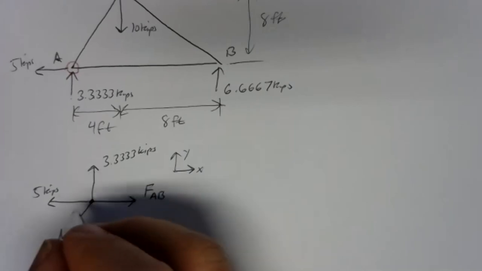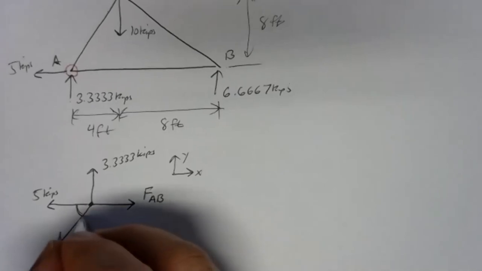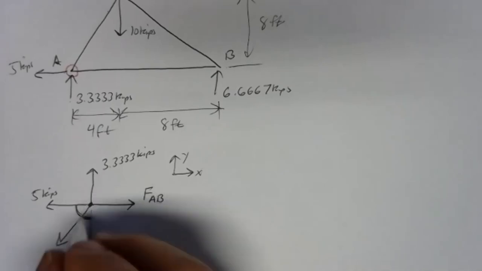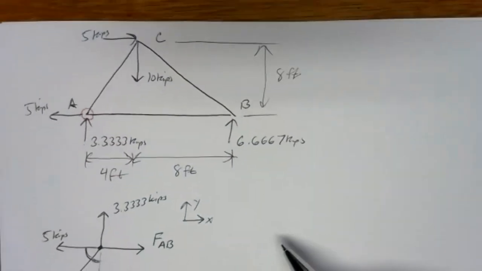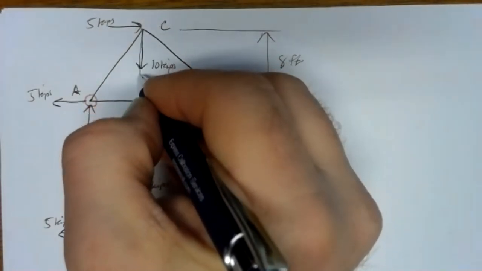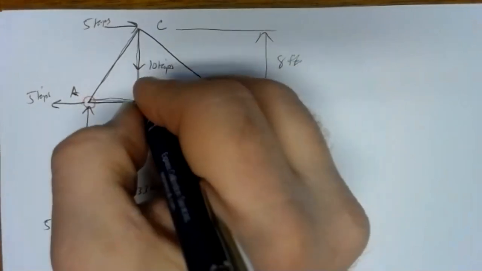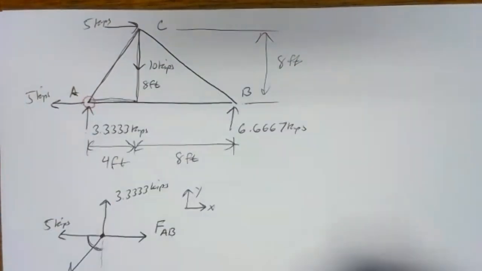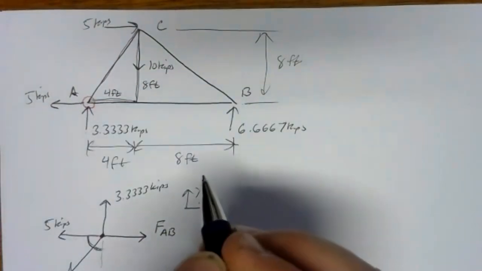We need an angle. We need to know something about what this angle is right here, or what the angle is down here. We need something, because we're going to need to take sines and cosines to figure out our X and Y components. Fortunately, that can come from the drawing pretty easily. So if we look at the drawing here, we've got a right triangle that has an 8-foot height and a 4-foot base.